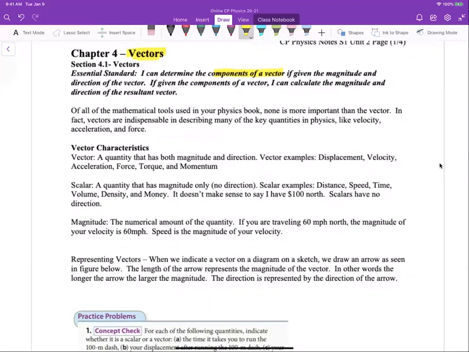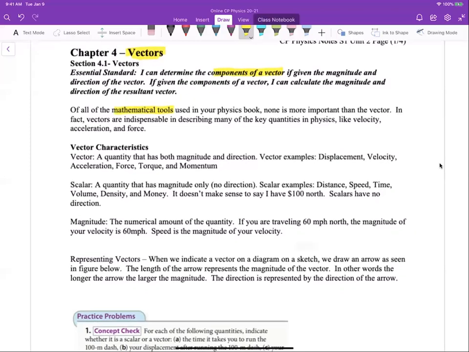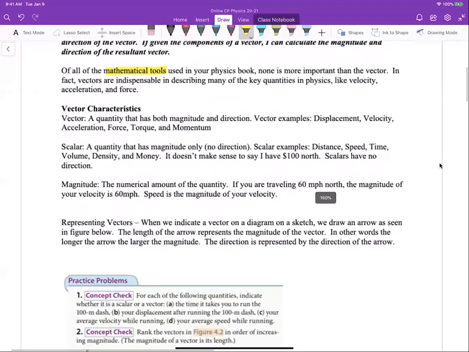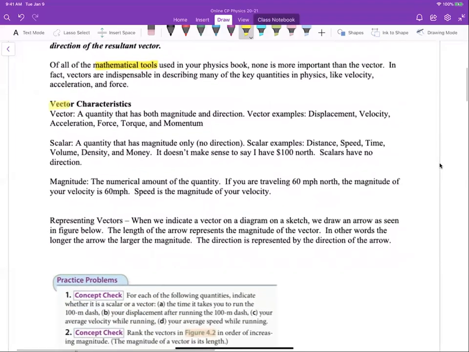Now, vectors are, of all the mathematical tools used in your physics books, probably one of the most important tools that you're going to use. It's impossible to solve problems in two dimensions, three dimensions, four dimensions, however many dimensions your advanced physics courses in college will be, without being able to resolve vectors. So let's talk about vectors. We've learned a lot about vectors this year so far, but we need to go over them again.